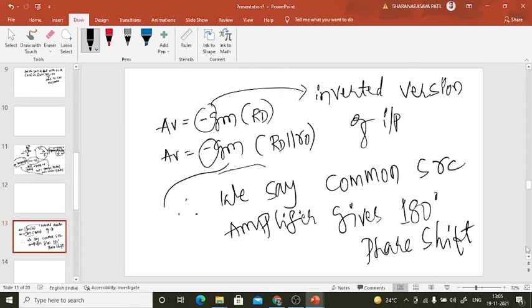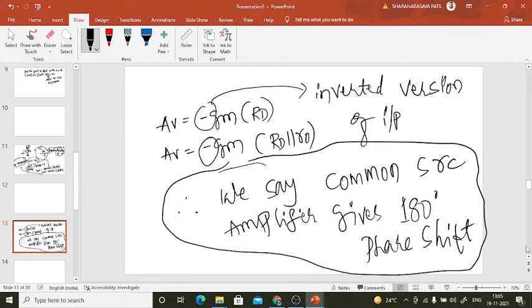This is the important thing, remember this. Only the common source amplifier gives a 180-degree phase shift, and no other amplifiers will give this. We will see in upcoming videos how the gain and R out will be for common gate and common drain.